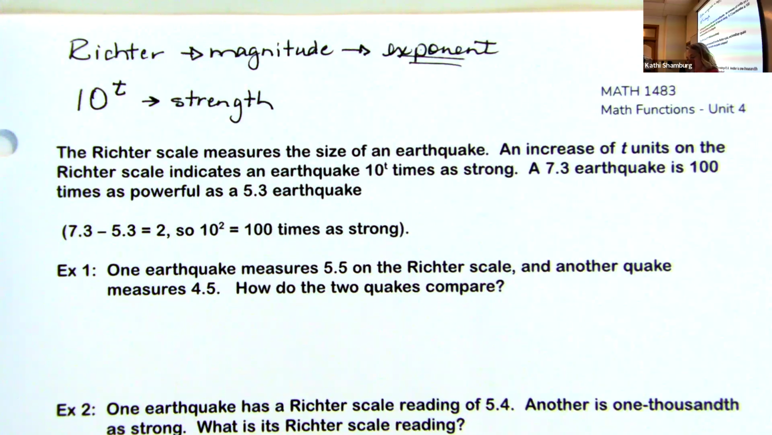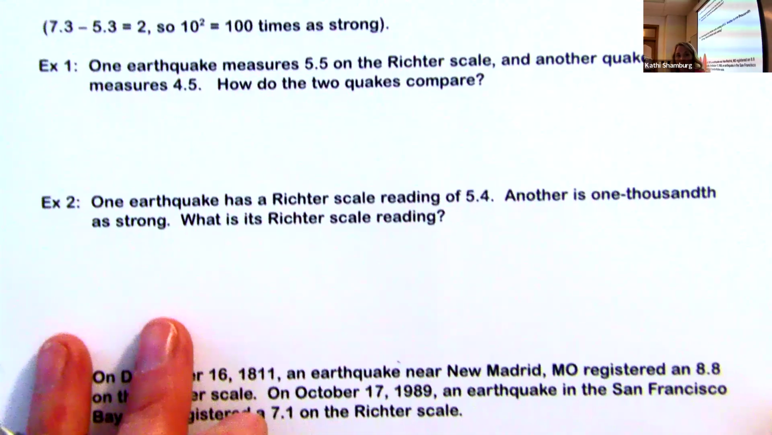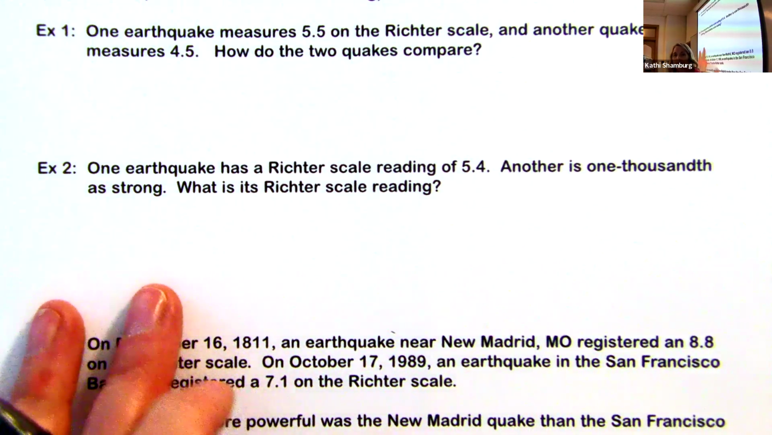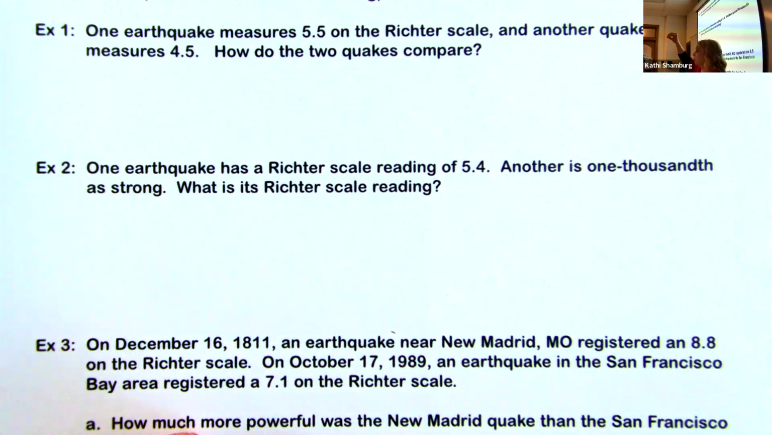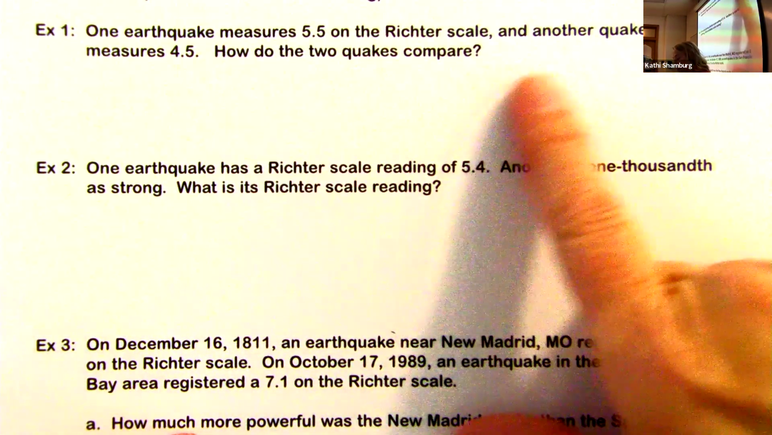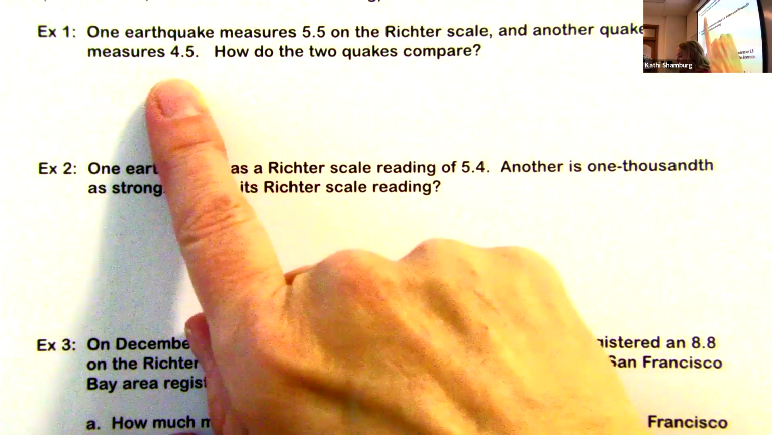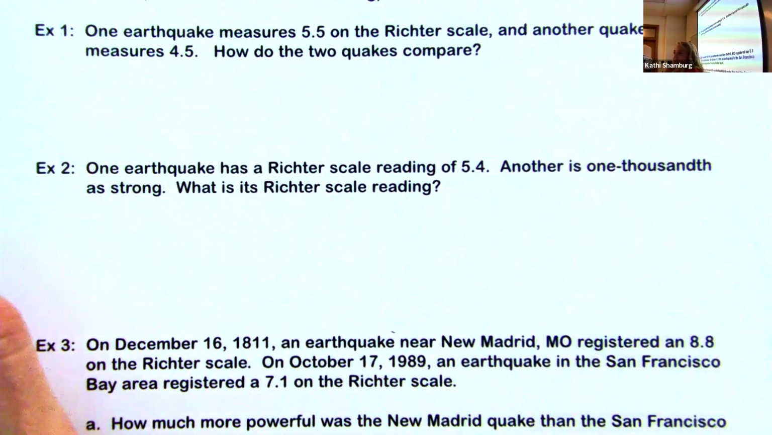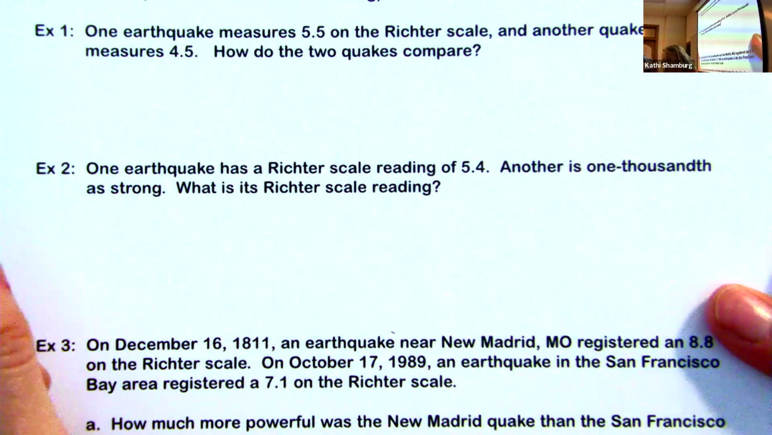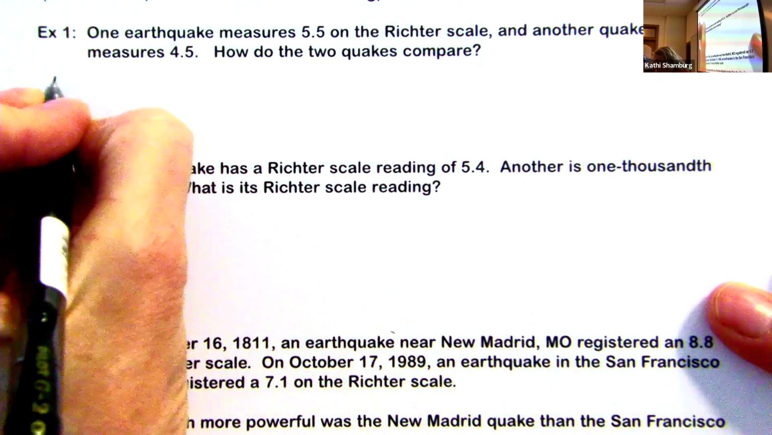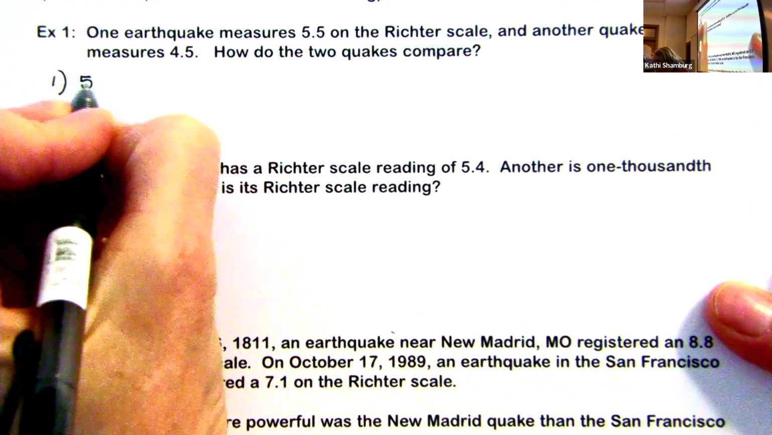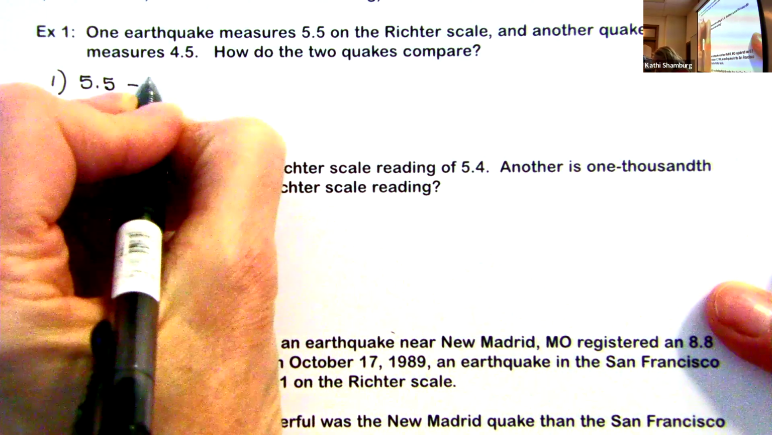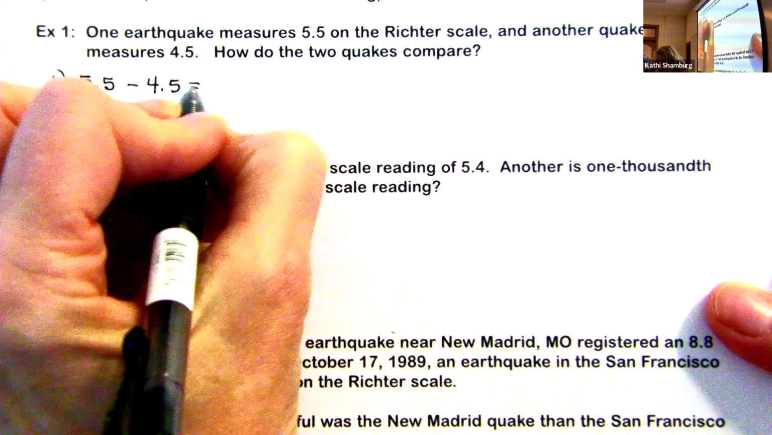All right, so let's take a look at example 1 and see how we'll approach this. So we have one earthquake that measures 5.5 on the Richter scale. So that would be like 10 raised to the 5.5. And we have another quake that measures 4.5. And it asks, how do they compare? Well, the first thing that you want to do is take the difference of their magnitudes. So 5.5 minus 4.5 equals 1.